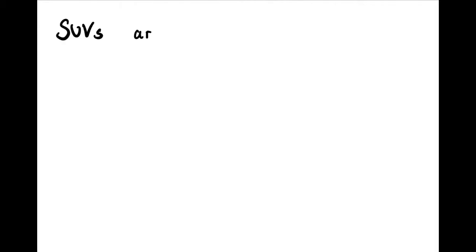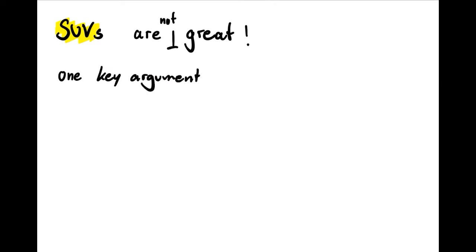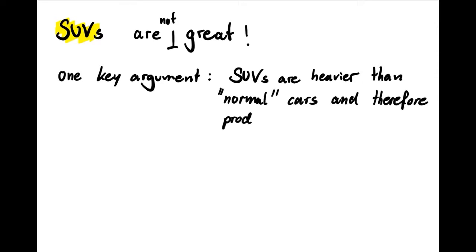Remember how that argumentative essay that I wanted to write was about how SUVs are not great? Now, one key argument for that is that SUVs are way heavier than normal cars and therefore produce more CO2. With this sentence alone, I'm probably not going to convince anyone not to buy an SUV. So we need to improve our argument a bit. We can do 3 steps in order to formulate a good argument.